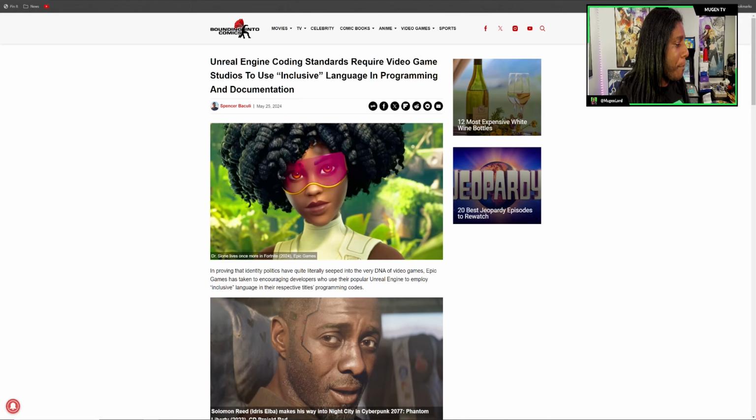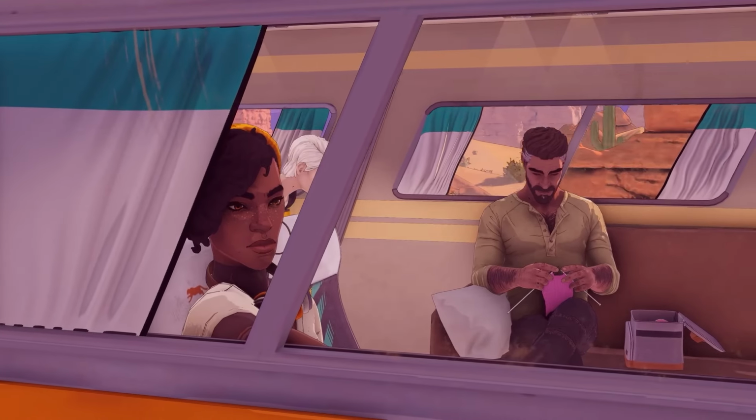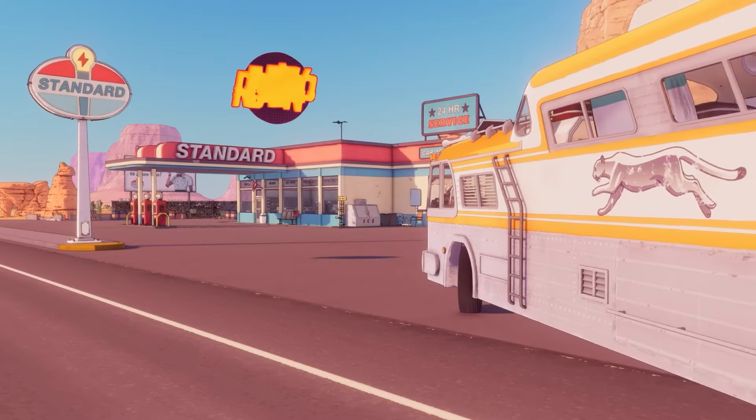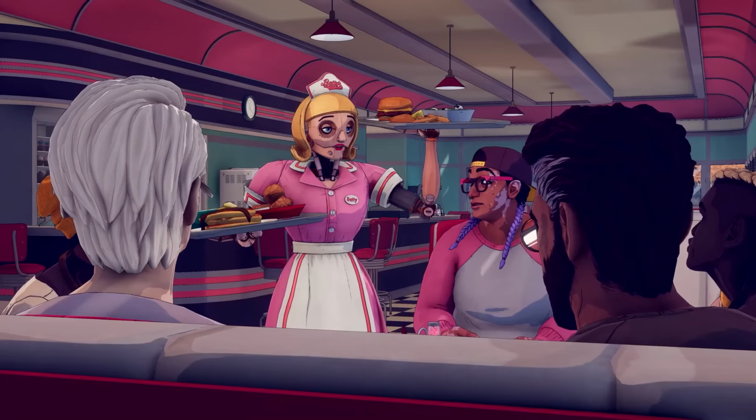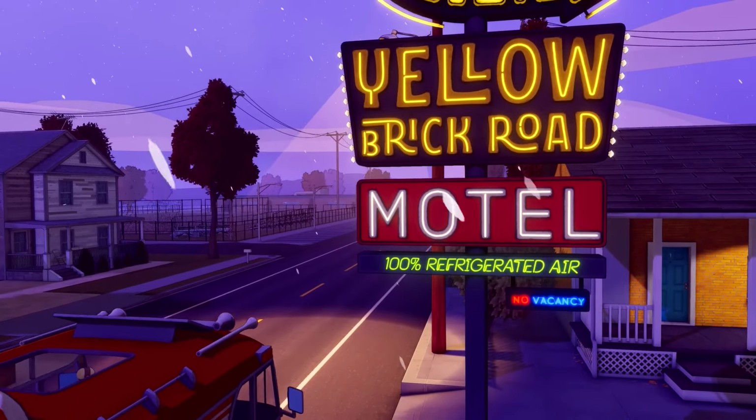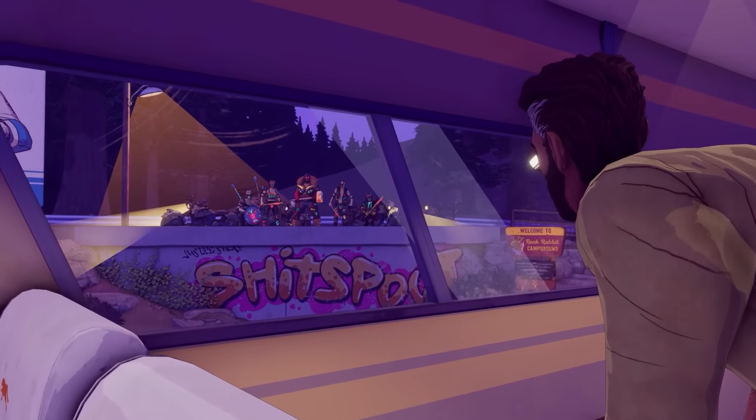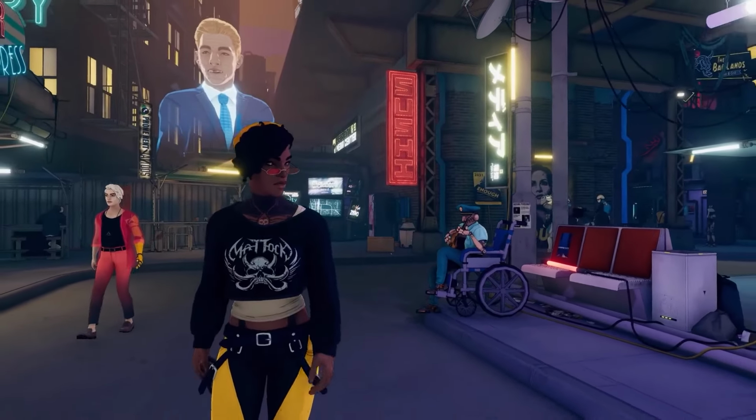So right here we have Bounding Into Comics, which I just found so funny with this entire thing, because I just got finished dealing with something like this as far as programs and inclusive language. Unreal Engine coding standards require video game studios to use inclusive language in programming and documentation. The documentation part is what I want to talk about once we finish this article. So identity politics have quite literally seeped into the very DNA of video games.